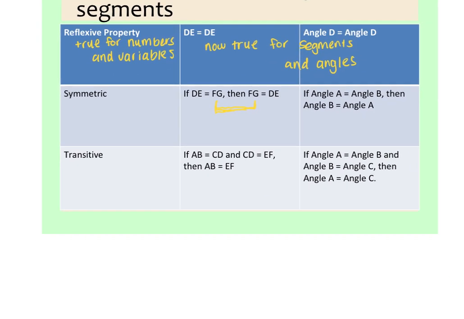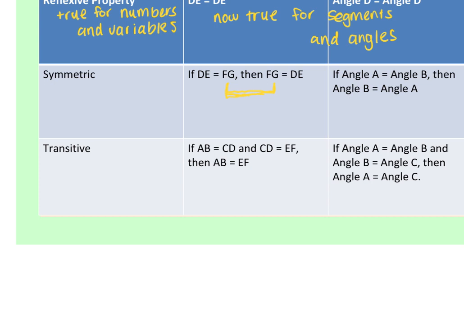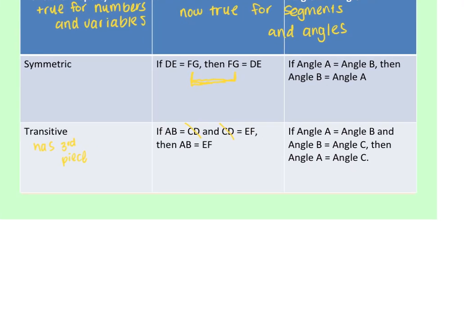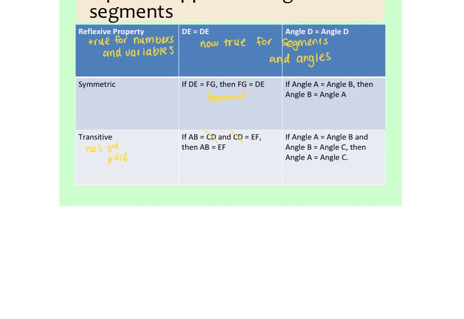And the transitive, this is where it has the third piece, okay? So if AB equals CD and CD equals EF, then we can just take out the CD and just write AB equals EF, okay? If angle A equals angle B and angle B equals angle C, we can take out angle B and just write angle A equals angle C. All right, and moving on.